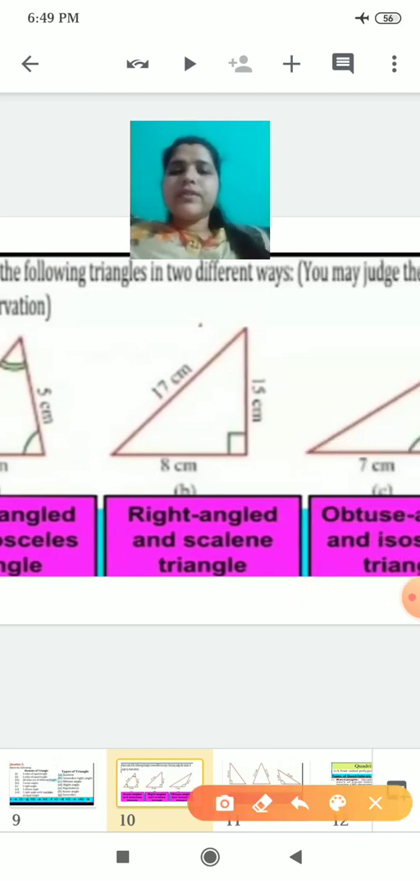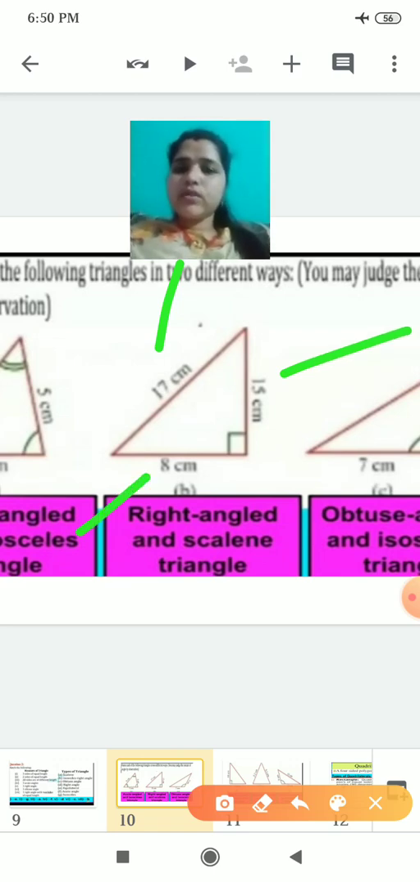We have second one. You can see here, this is 17 centimeter, this is 15, and this is 8 centimeter. According to the sides of triangle, it will be a scalene triangle because all sides are different. This is 17, this is 15, this is 8 centimeter. All are different, so scalene triangle it will be. Okay. And here one 90 degree angle is given to us. It means it is a right angle triangle according to the angle.